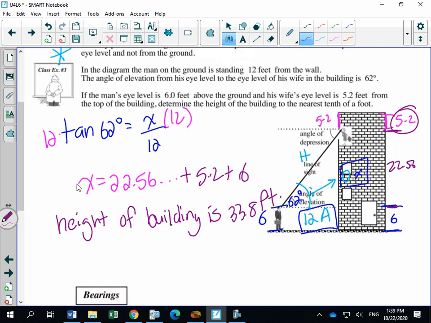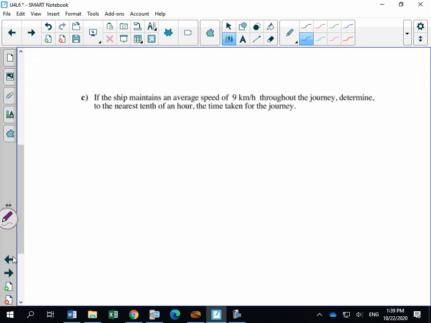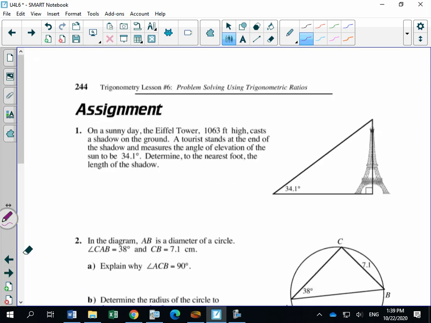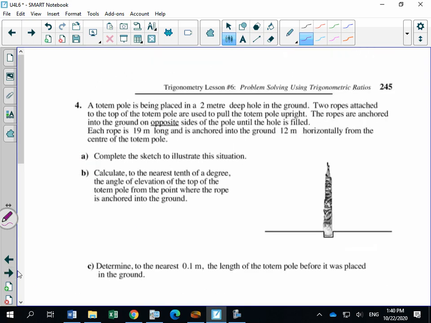Okay, so we are done that question, and I believe that's it for the lesson. So I'll give you your homework. I think I only have 3 questions that I'm assigning. I want you to do number 1. I want you to do number 3A. And I want you to do number 4. And I'll set up number 4 with you.